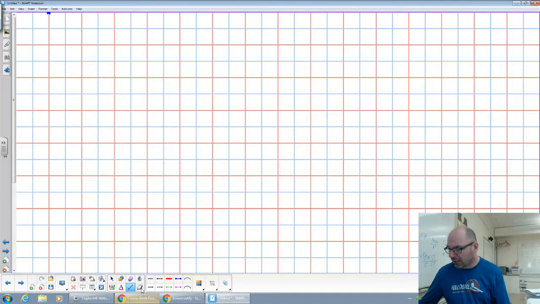Oh, let's go to a black line here. There we go. Okay, this is going to be my vertical axis there. And my horizontal axis is going to be here.